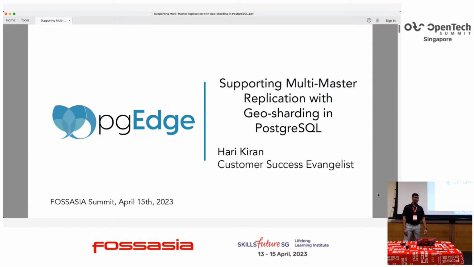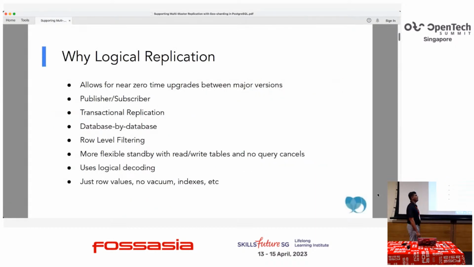Yeah, thank you, Babu. So we'll be talking about logical replication in Postgres and multi-master replication. Why do we need multi-master replication in Postgres? And then some of the replication nuances like conflict resolution and so on and so forth. Let's delve into this. So why do we need logical replication?